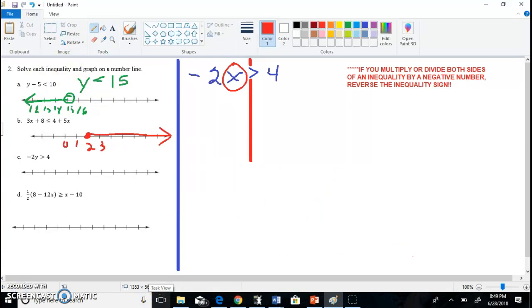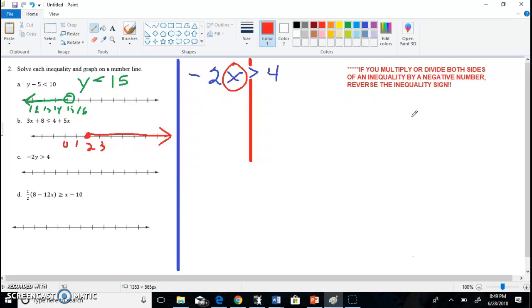Negative 2x is greater than 4. There's nothing to do on the left or the right as far as simplification goes. But this one is special, and if you look over here, I've got a new rule that you need to know. This is really important. If you multiply or divide both sides of an inequality, not an equation, but an inequality, by a negative number, reverse the inequality sign. This is really important. So you don't do this if you add or subtract a negative number. You only do it if you multiply and divide both sides by a negative number.